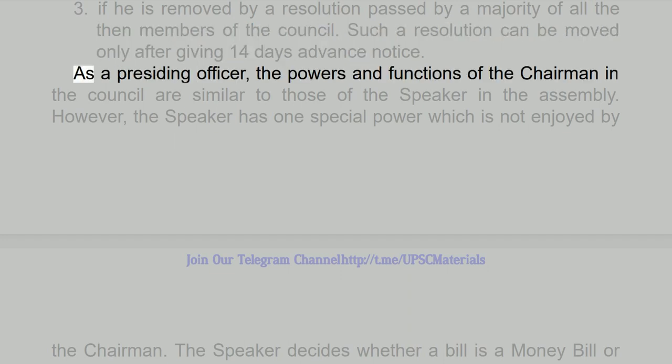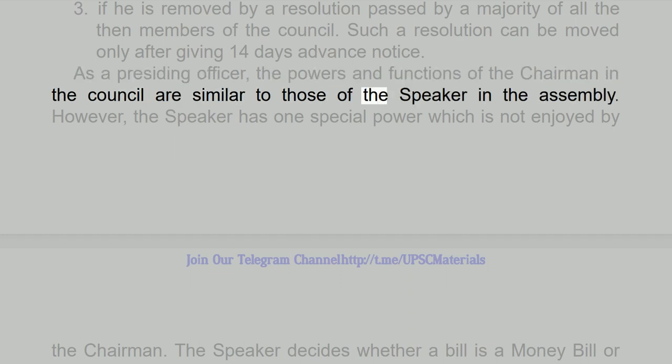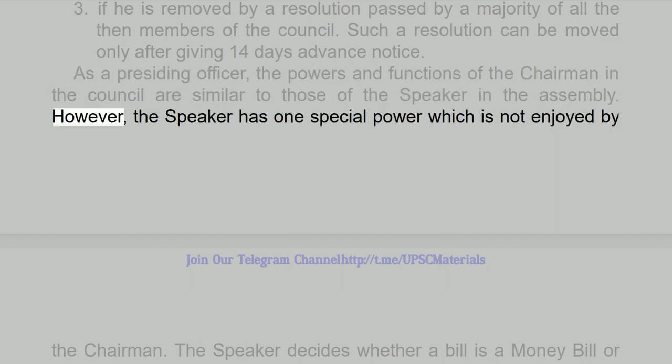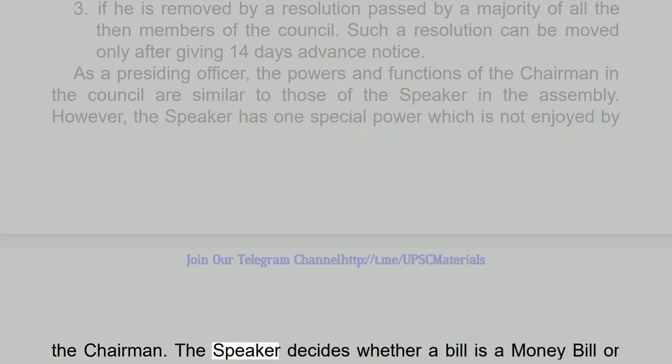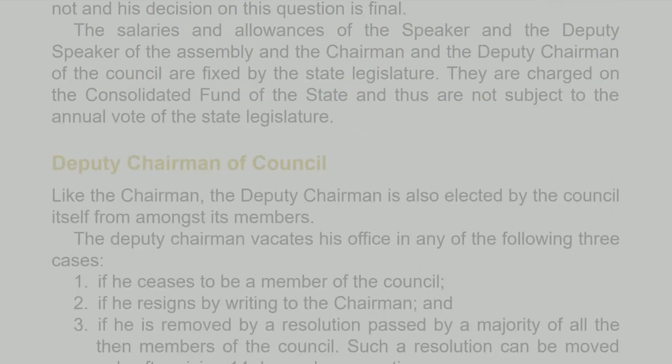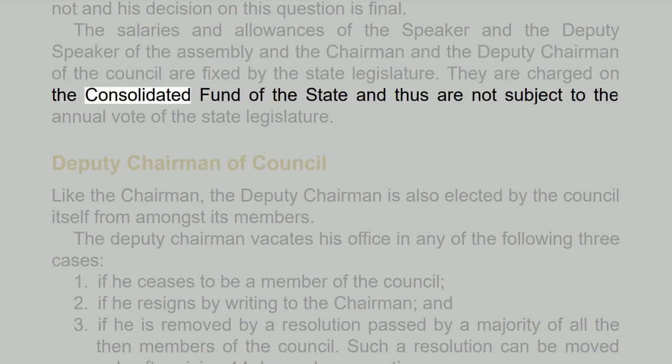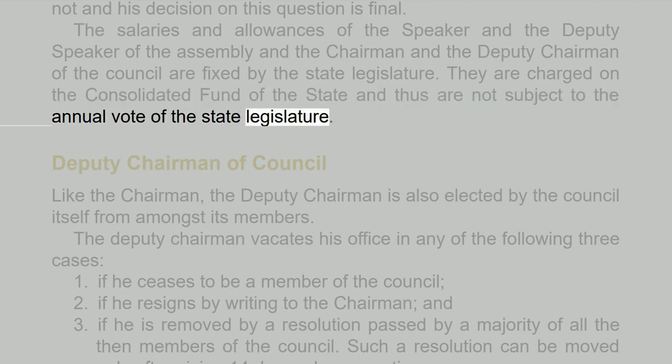As a presiding officer, the powers and functions of the chairman in the council are similar to those of the Speaker in the Assembly. However, the Speaker has one special power which is not enjoyed by the chairman. The Speaker decides whether a bill is a money bill or not, and his decision on this question is final. The salaries and allowances of the Speaker and the Deputy Speaker of the Assembly and the Chairman and the Deputy Chairman of the Council are fixed by the State Legislature. They are charged on the consolidated fund of the state and thus are not subject to the annual vote of the State Legislature.